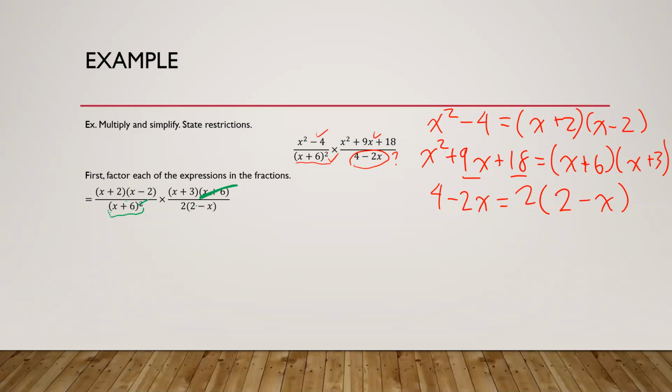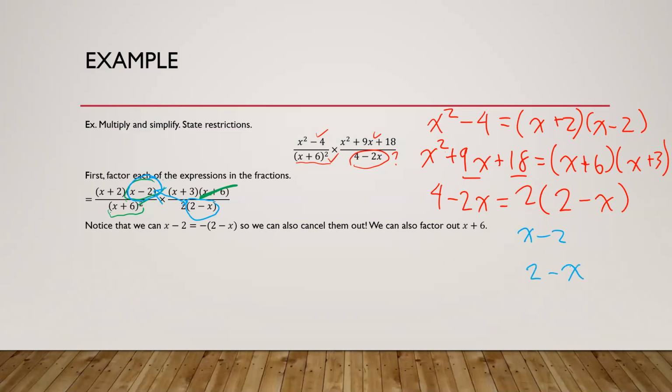Well, I also noticed that the x minus 2 is kind of similar, but not quite, to the other factor in the denominator, which is 2 minus x. So they're quite similar to each other. So it makes me think maybe I can't cancel them out. But this is where people kind of run into an issue. X minus 2 looks very similar to 2 minus x. The only difference is the order in which they're subtracted.